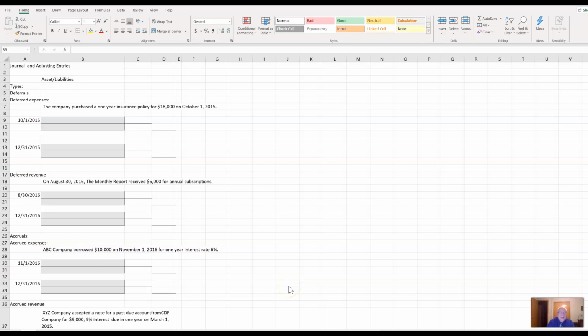Want to welcome you to adjusting entries again. And this time we're actually going to go through the adjusting entries. And what I'm going to do is put down the original entry and then do the adjustments for that. Okay, so the first we're going to have deferrals, and that's deferred expenses.